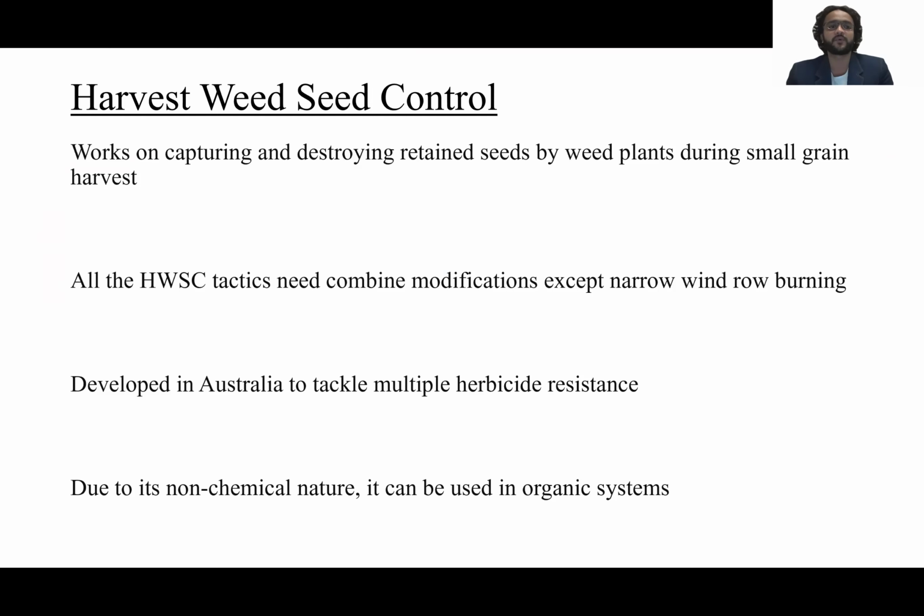Harvest weed seed control works by capturing and destroying seeds retained by weed plants during small grain harvest to prevent the enrichment of the soil seed bank. All harvest weed seed control tactics need combine modification, except narrow windrow burning, to divert all the seeds into the chaff fraction and not the straw fraction. This technology was developed in Australia to tackle multiple herbicide resistant weed biotypes. But due to its ability to manage weeds non-chemically, it can be used in organic farming systems.